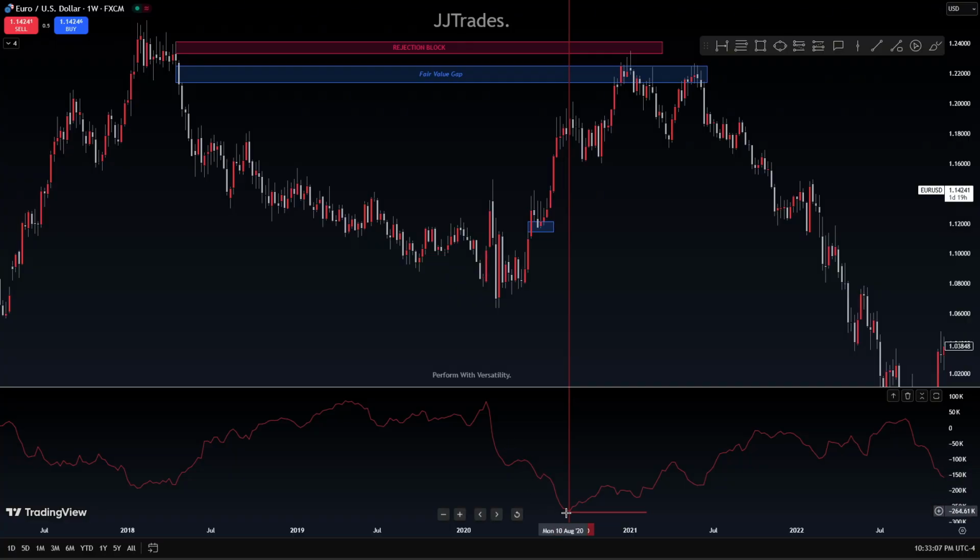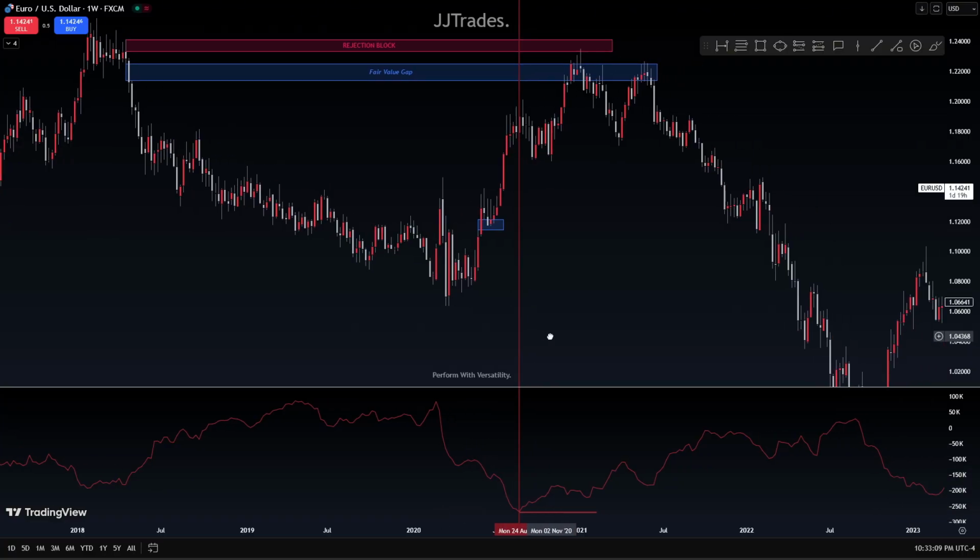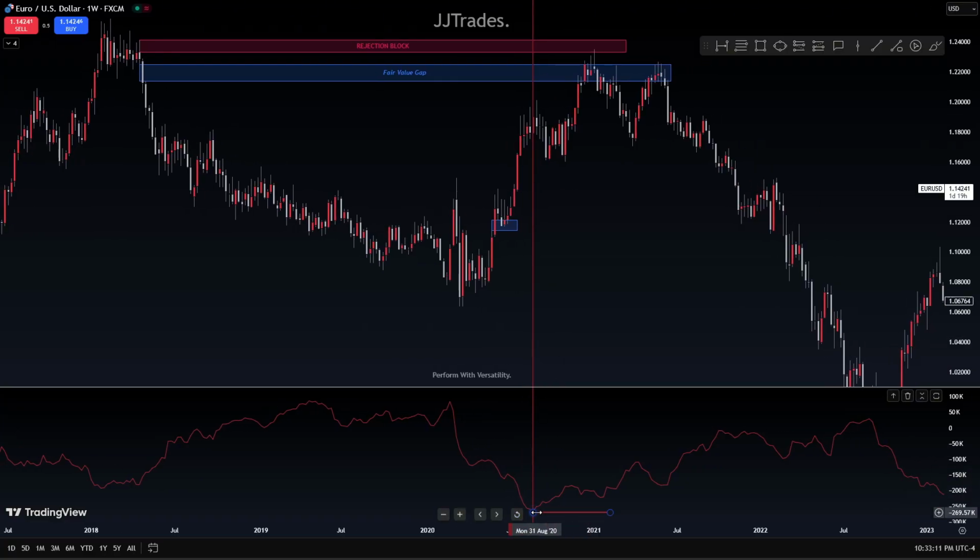Now let's pay attention to what happens at these times. The commercial extreme is created. Let's pull this over just a little bit. The commercial extreme is created. Boom. Let me turn this off real quick. It's created. After it's created, what does price proceed to do? Accumulate. It accumulates. What are the commercials doing? They are buying. They are buying that accumulation.